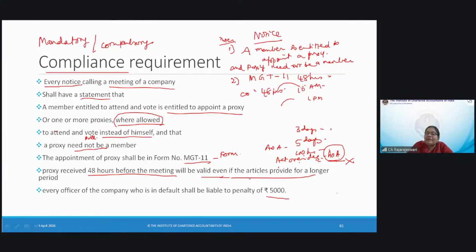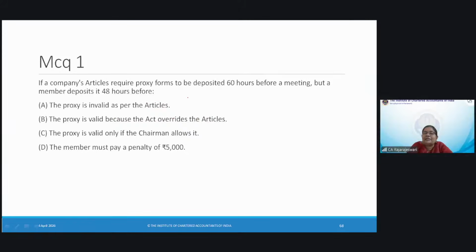So the articles may provide for 60 hours, but the rule says, as I said, the Act overrides the articles of association. So here the answer is only B, because the articles are saying 60 hours, but the Act says 48 hours. So this is only valid, even though the articles otherwise provide. Any proxy deposited 48 hours before is valid.